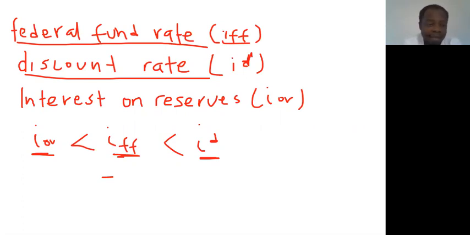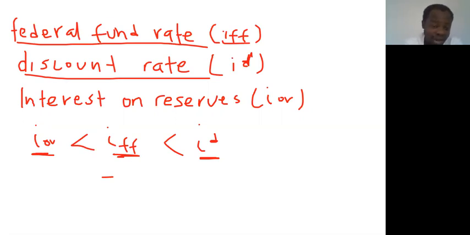Now the second key term is the discount rate. Now when we say discount rate, you see sometimes when banks are in need of money or they are in need of loans to satisfy their customers, and they are unable to obtain the loan at the federal fund rate, that is from their colleague banks, they go to the central bank or the Fed for money, right? So when banks also borrow money from the central bank, the rate that the central bank charges on the amount that they are borrowing is what we term as the discount rate.